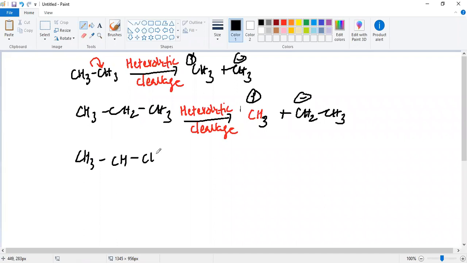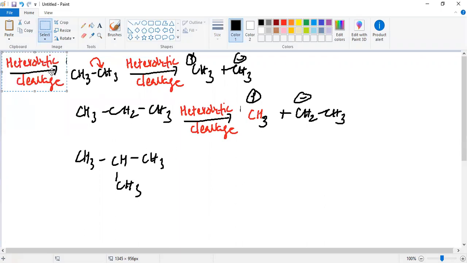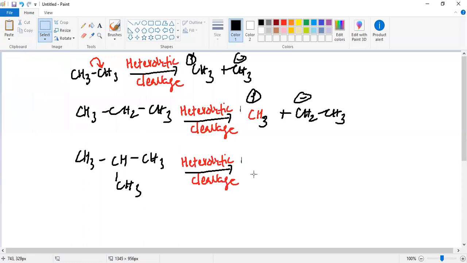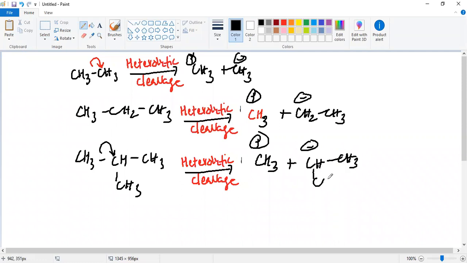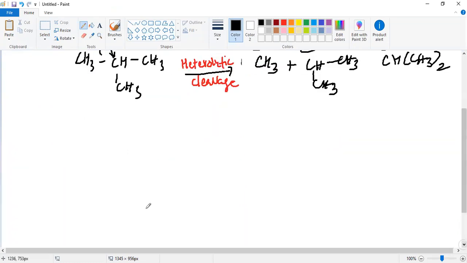Same way if you have CH3-CH(CH3)-CH3, and again there is a heterolytic cleavage, you may get CH3 plus. Again, the electron goes on this, and you will get CH minus CH3 CH3, which we represent as CH minus (CH3) twice.